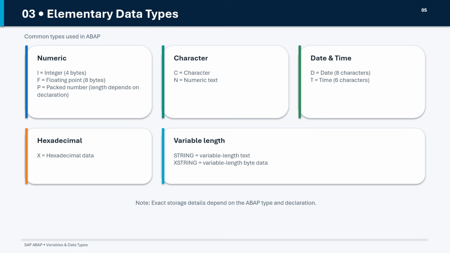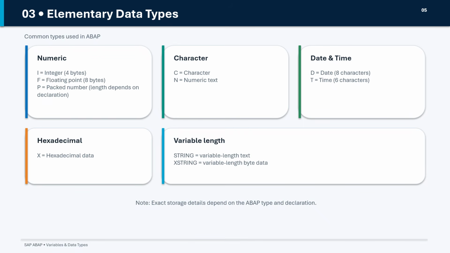Next, coming to character. Character has two types: one is C for character, and N is numeric text, which is text with numeric characters. Then there are date and time also, under character data types. And finally variable length. Variable length has two types: string and XSTRING.